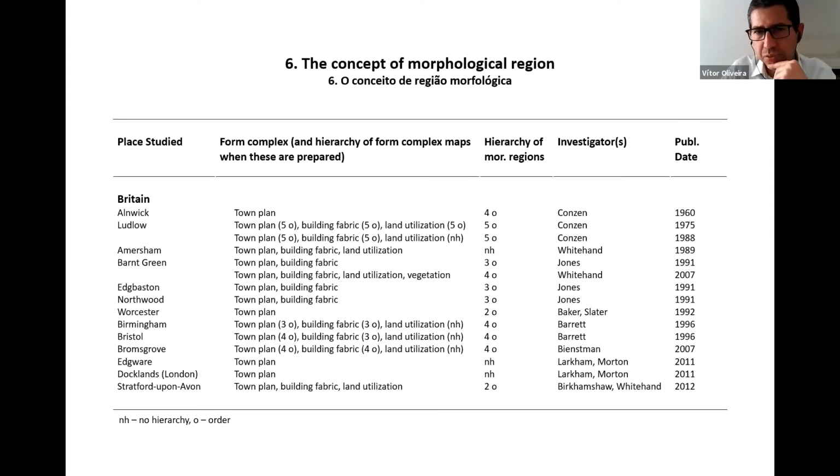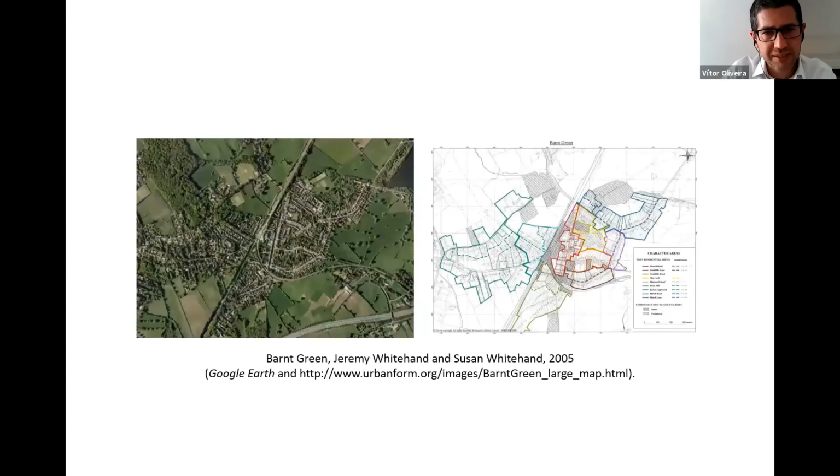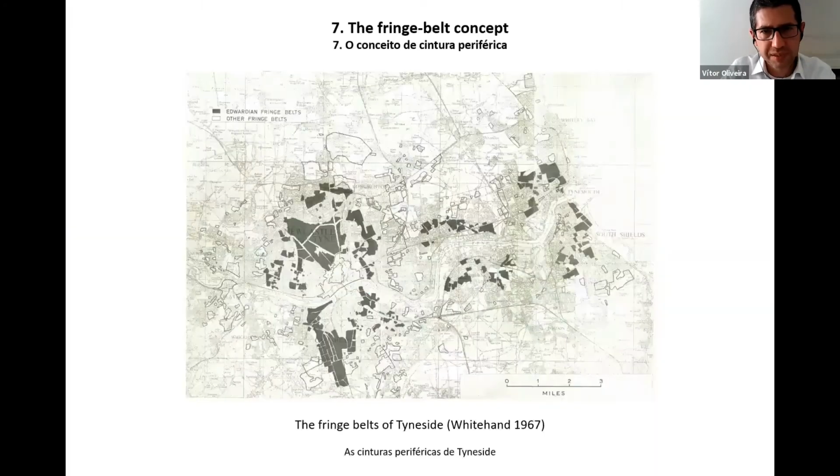The concept of morphological region that I will go through in the next part, and the development of the Fringe Belt concept. This was probably the most intense contribution of Jeremy Whitehand to the field of urban morphology. He has taken Conzen's application in ANIC, and we have to say that while in Berlin by Herbert Louis the concept was absolutely isolated, in ANIC the concept was already part of a comprehensive morphological view of the town.